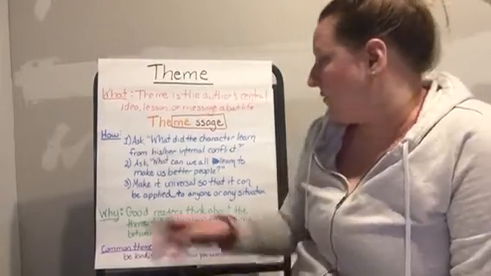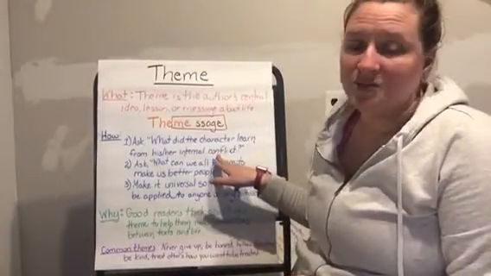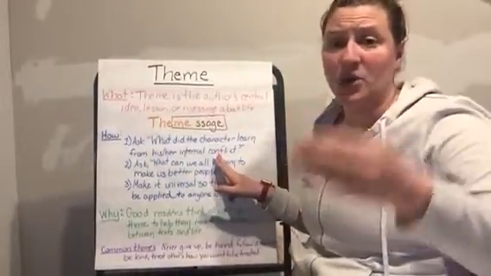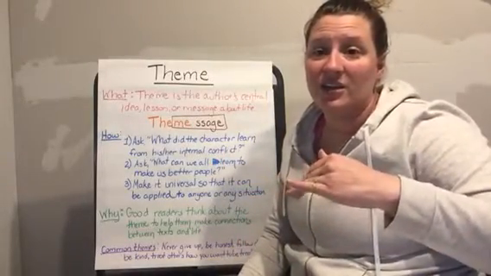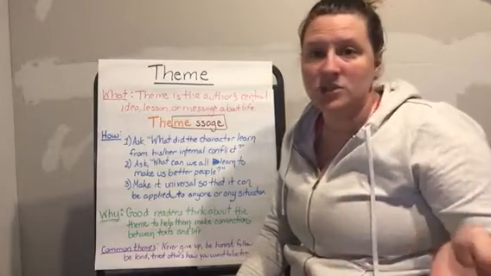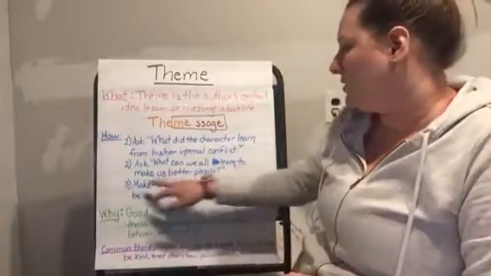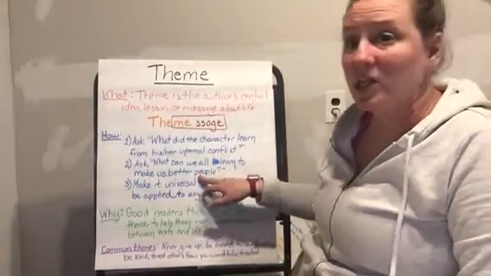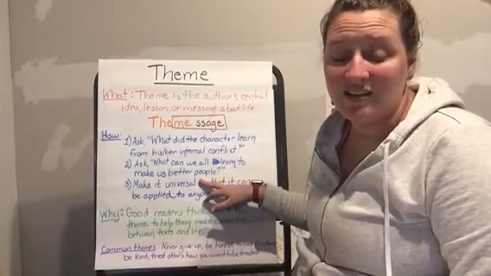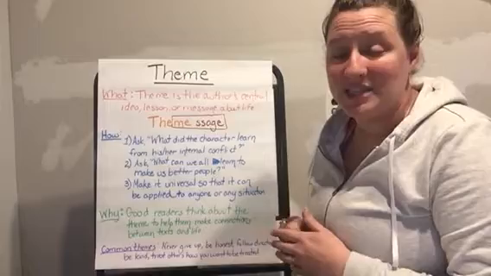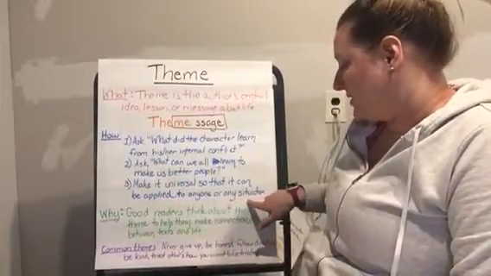So if we think about that, we think about what did the character learn from his or her internal conflict. Everybody kept telling him to grow up, grow up, grow up. But he learned at the end that you don't always want to be grown up. It's not always great to be grown up because now you have to write reports instead. What can we all learn to make us better people? We can learn that we don't have to grow up so fast, that it's okay to have fun and relax a little bit sometimes. Make it universal so that it can be applied to anyone or any situation.